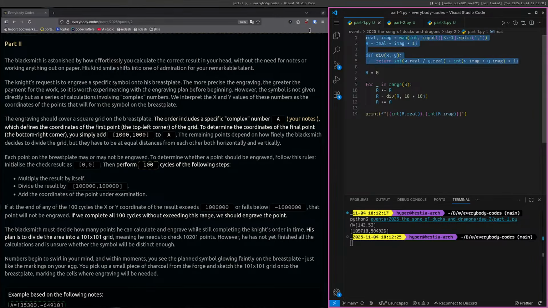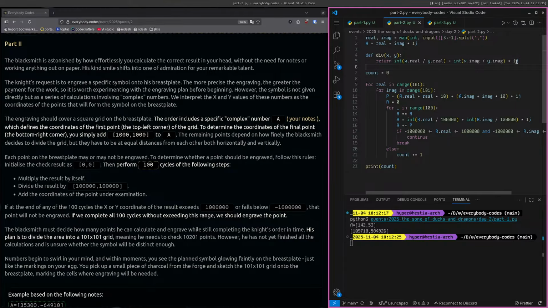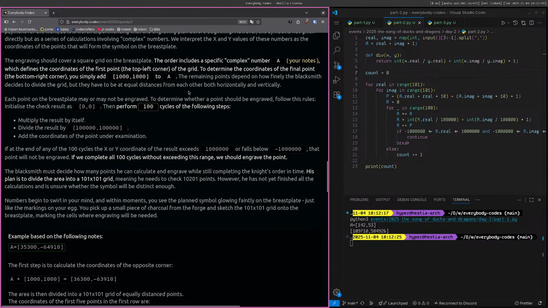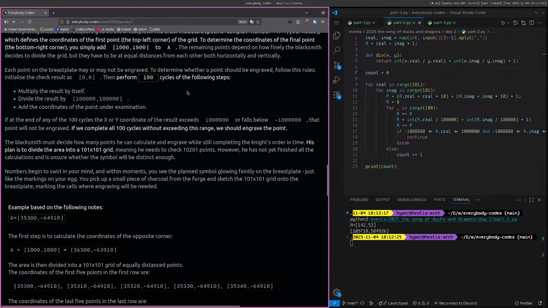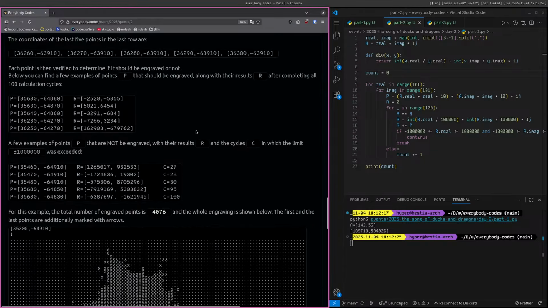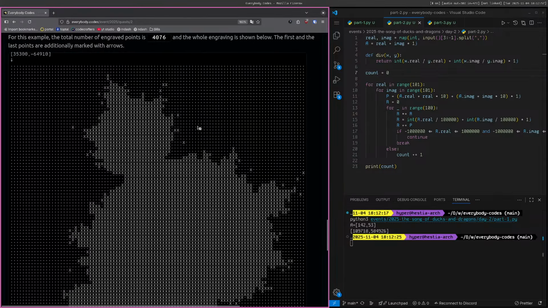We can carry all of this over to part 2, the parsing and division utility function. And what we're doing here is we want to count the number of points within a certain range that satisfy a condition. I mentioned the Mandelbrot set earlier on stream. If you're not familiar with that, it's a fractal that's defined using complex numbers.